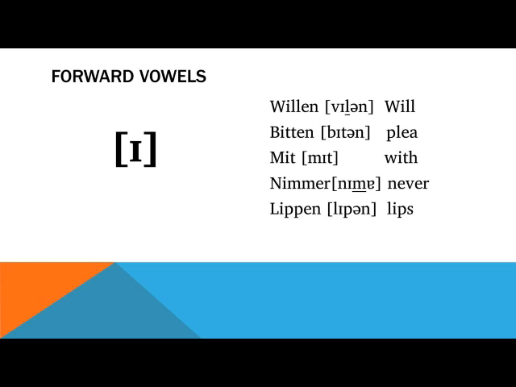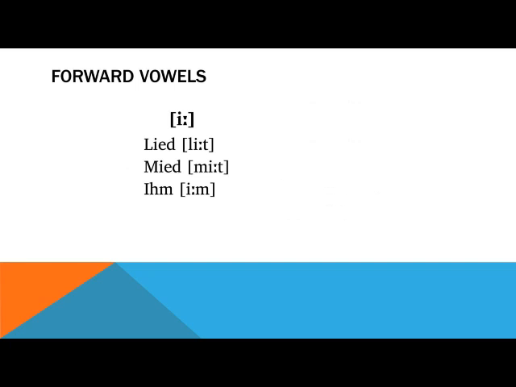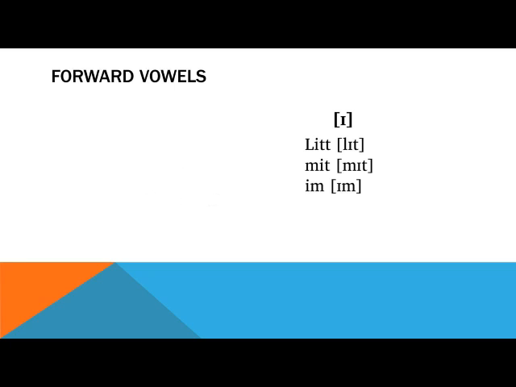Willen, bitten, mit, nimmer, Lippen. Now we're going to look at words that sound similar that contain these two sounds. So here we have a list with E sounds. Lied, neat, ihm. And now some similar sounding words with I, the open version. Lit, mit, im.